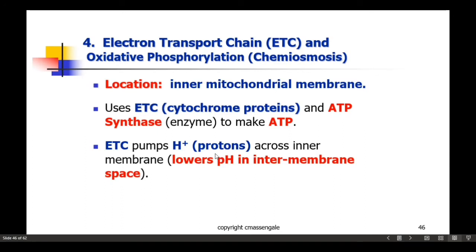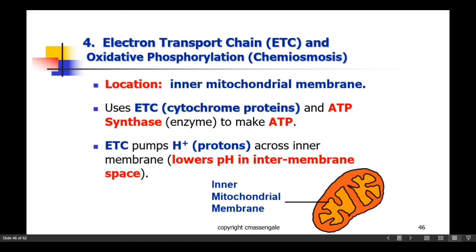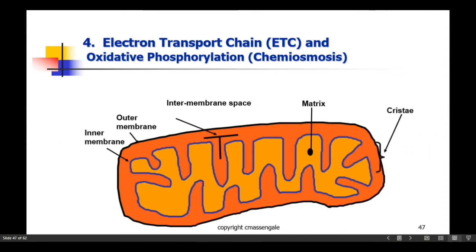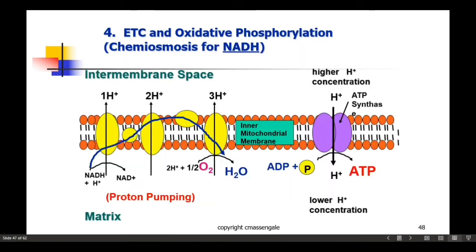Again, this is where the electron transport chain takes place: in the inner mitochondrial membrane. The reason why this is folded into cristae is to increase the surface area, therefore increasing the production of ATP molecules. Now, in the process, what are being used in the electron transport chain are the NADH and the FADH2.